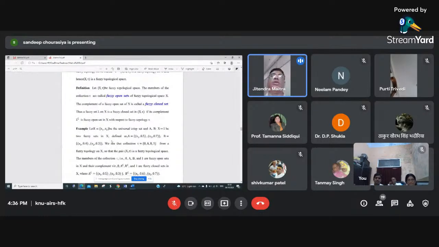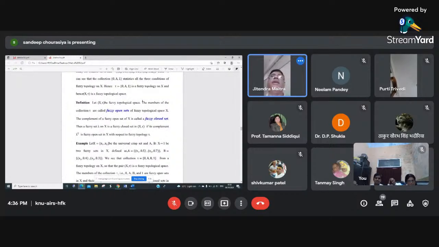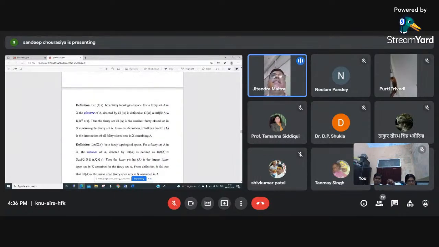Suppose capital A is a fuzzy set, then what is the interior of a fuzzy set? We take the union of all fuzzy open sets which are contained in A. Now how do we define containment? Suppose A(x) and B(x) are two fuzzy sets. We say A is a subset of B provided the membership function of A is less than or equal to the membership function of B for every small x belonging to capital X.